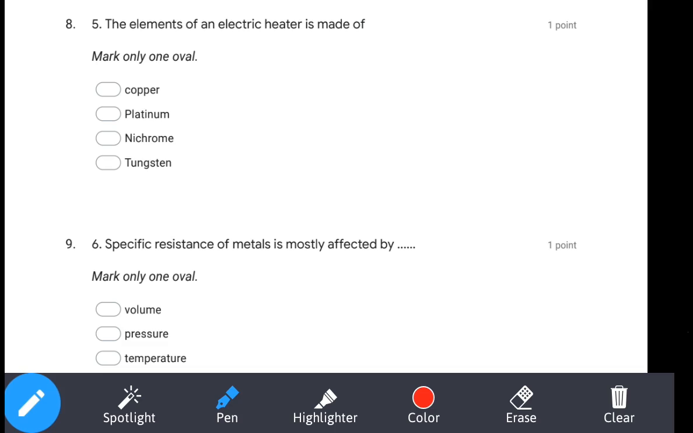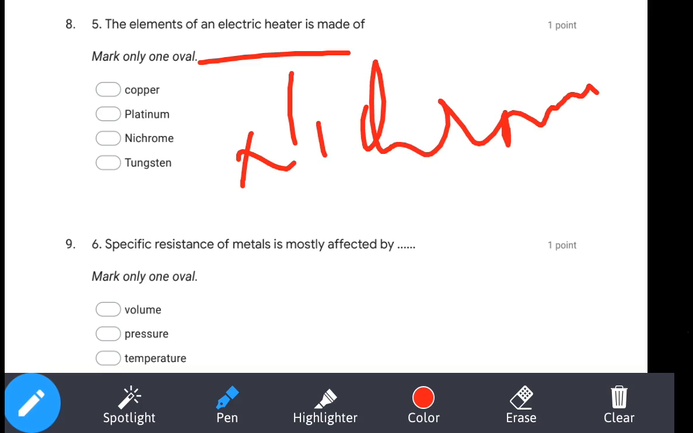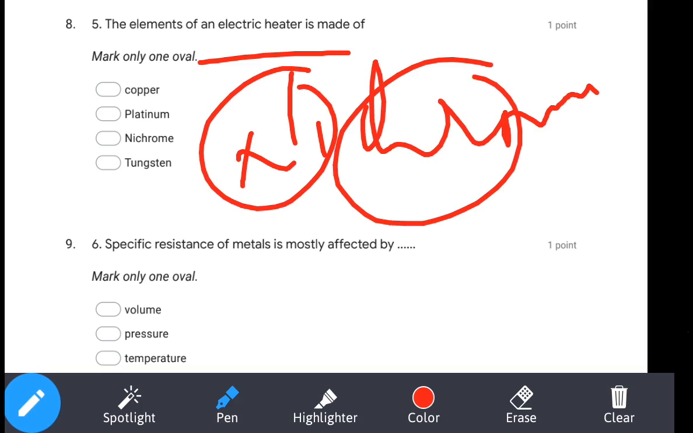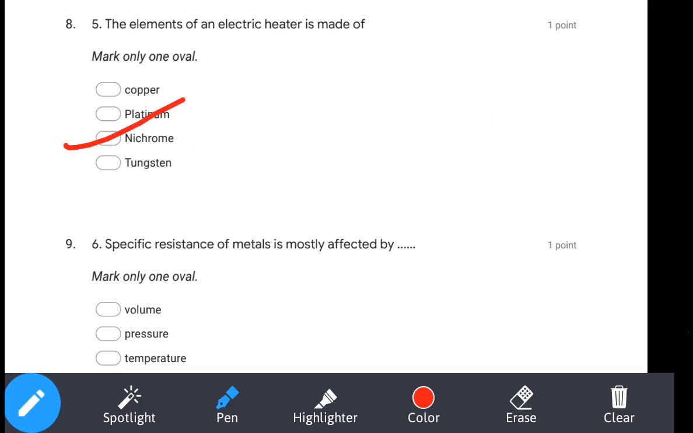Okay, the elements of an electric heater. This one I have already explained in the sets. In an electric heater we'll be using one alloy called nichrome or manganese. Here in the options, manganese is not given, so nichrome is the answer. Nichrome means what? It is an alloy of nickel, chromium, and iron. So nichrome is our answer.